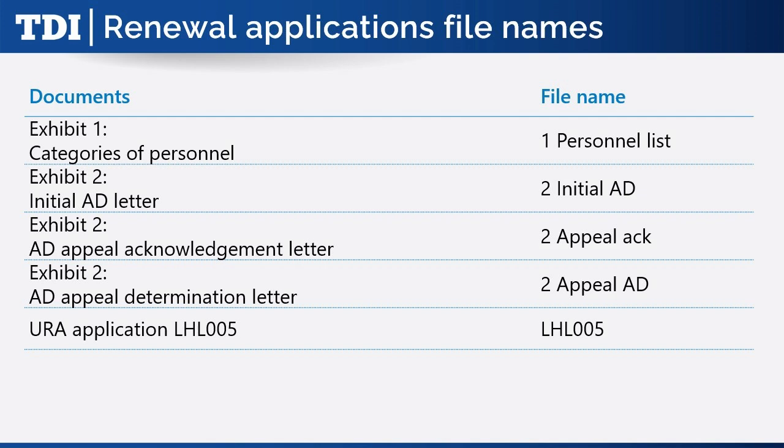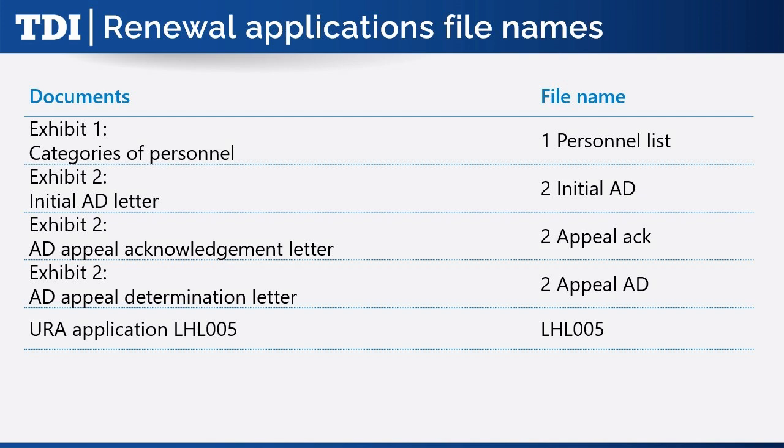So you would make your revisions to each file and label each file with the naming convention file names of 1 personnel list and 2 initial AD, and then send the 2 corrected files in one email to your analyst. Labeling and submitting files correctly in this manner allows your analyst to easily upload the revised files to our system and also archive the deficient files.